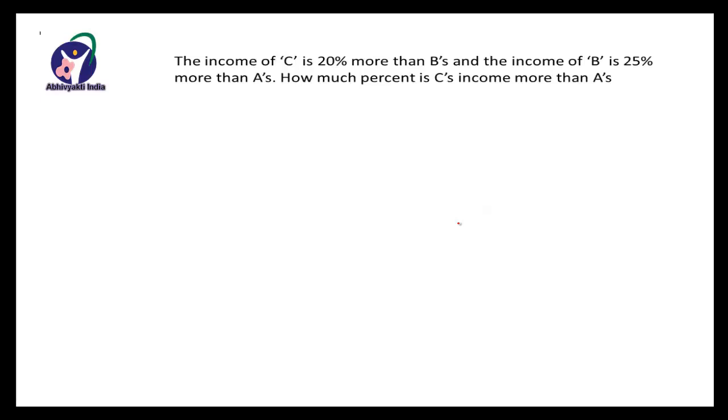Next question is: the income of C is 20% more than that of B's income, and the income of B is 25% more than A's income. How much percent is C's income more than A's income? So let us assume that A's income is rupees 100.